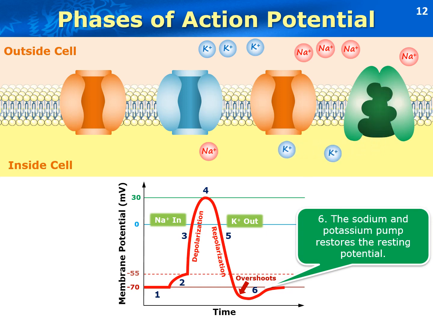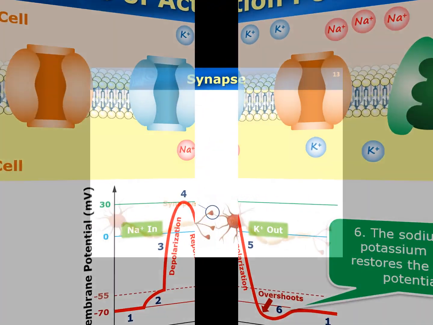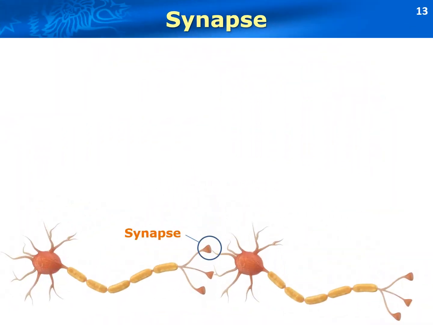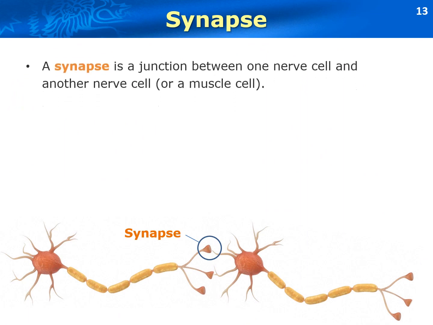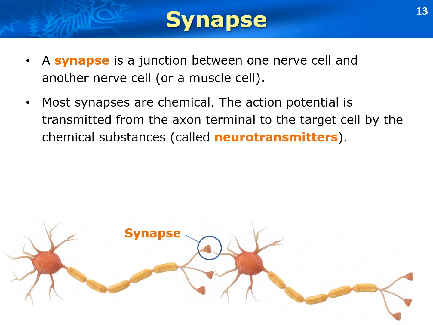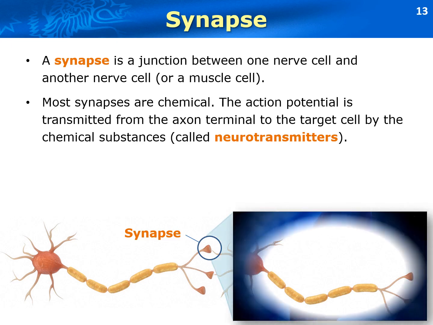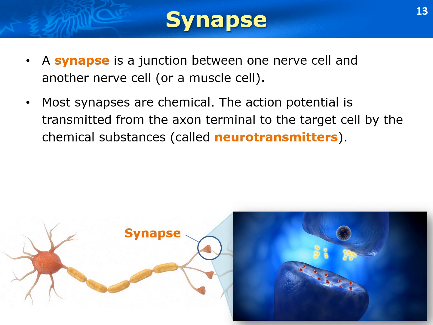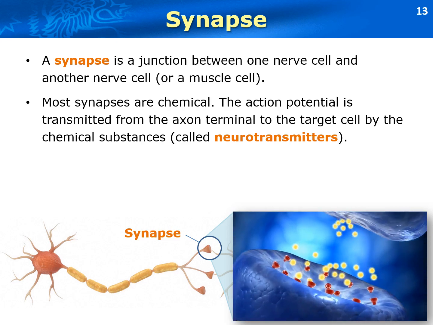Next, let's move on to the last concept, neural synapses. A synapse is a junction between the nerve cell and its target tissue. Here, the target tissue can be another nerve cell or a muscle cell. Most synapses are chemical. The action potential is transmitted from the axon terminal to the target tissue by chemical substances called neurotransmitters. In this animation, we can see that there are many yellow chemical substances released by a neuron.